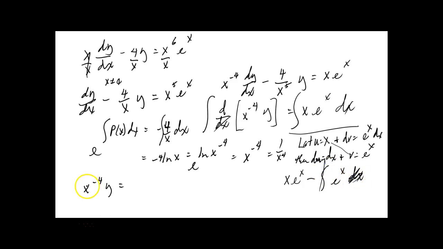So here's what we got. x to the minus 4th y is equal to x e to the x minus e to the x. Oh, somewhere here I was supposed to put a plus c, wasn't I? At the end. So we'll do a plus c out there. All right, and what do we do next? If we can, write your answer explicitly in terms of your y. I mean, in terms of x. y is a function of x. So what do we do?